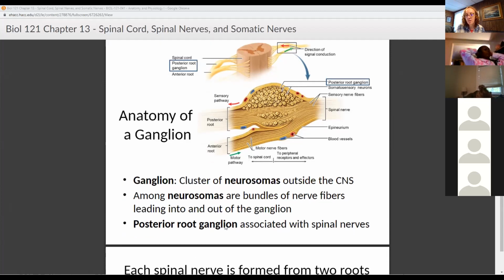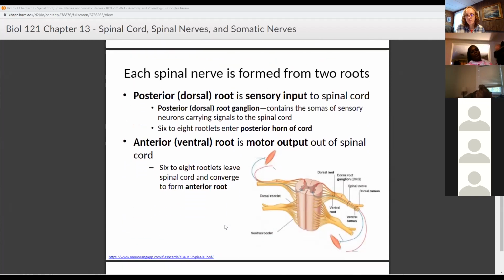The dorsal root or the posterior root is a sensory input to the spinal cord. The dorsal root ganglion contains the somas of sensory neurons carrying signals to the spinal cord, with 6 to 8 rootlets carrying this, entering the posterior horn of the cord.